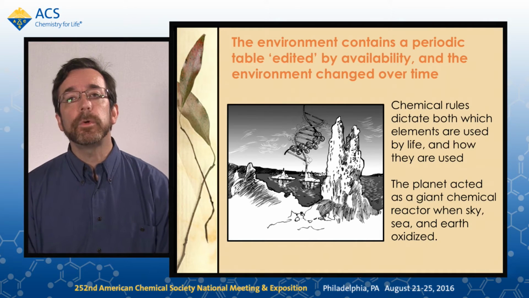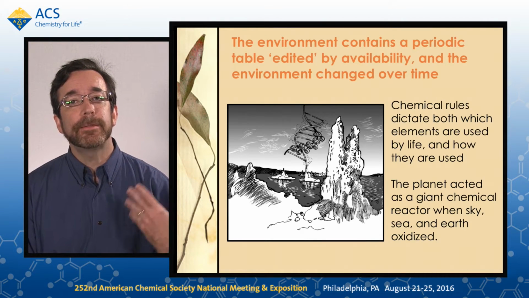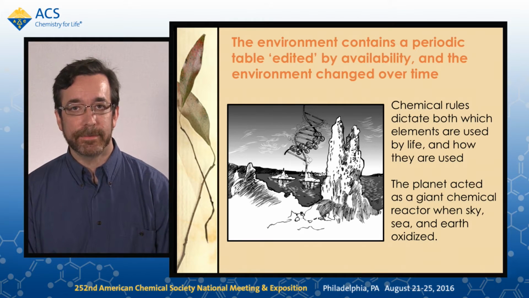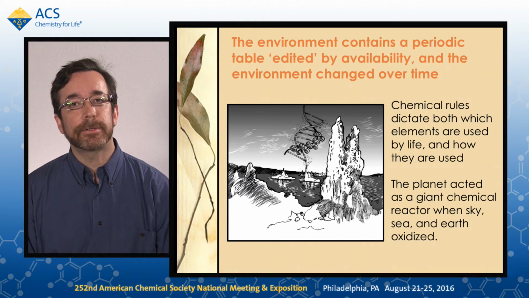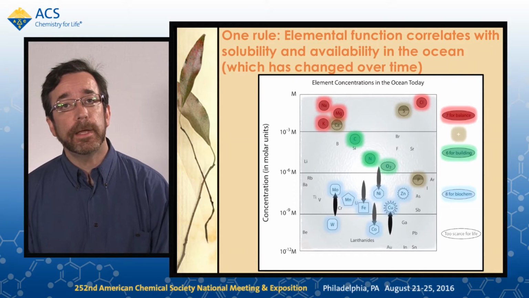Since there are chemical rules which say which elements are used by life and how they are used, that means that as the planet processed these elements, the planet acted as a chemical reactor when all of the matter combines together. And that actually constrained what could happen in biology. And you can see these effects today.